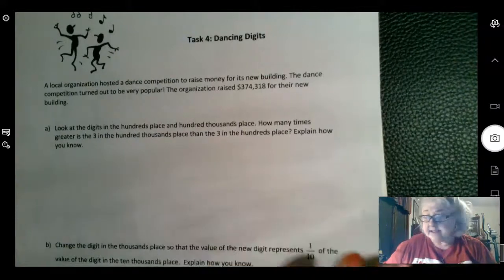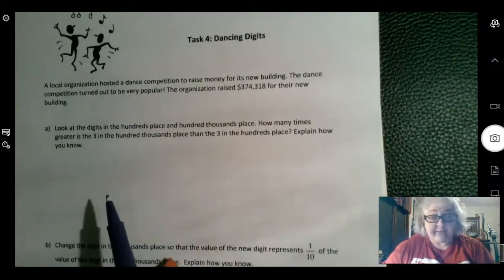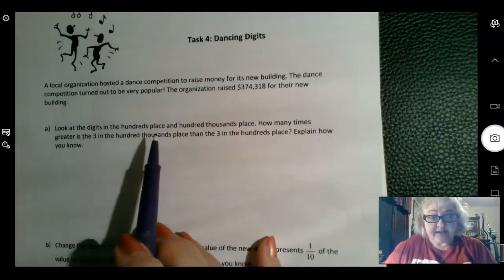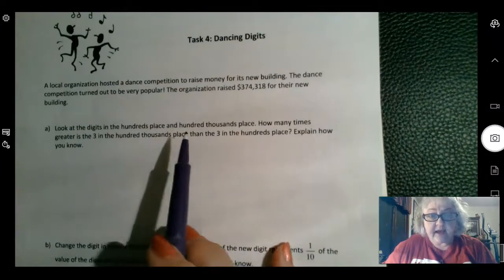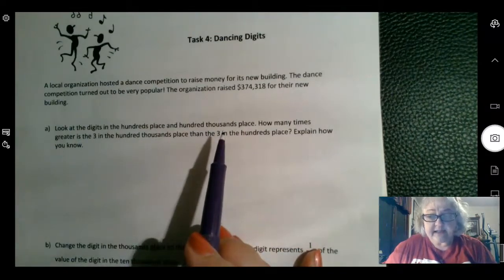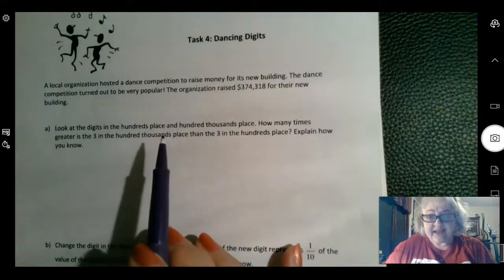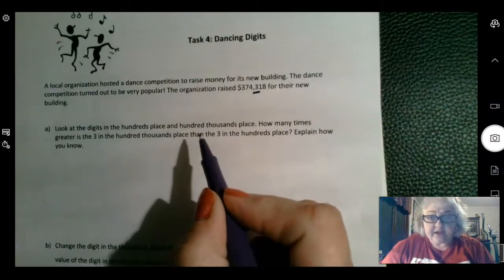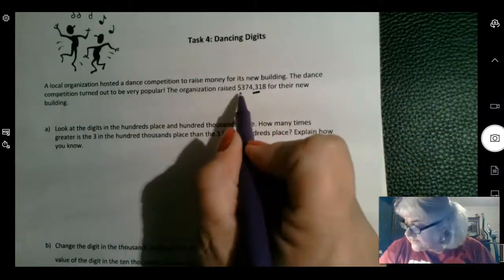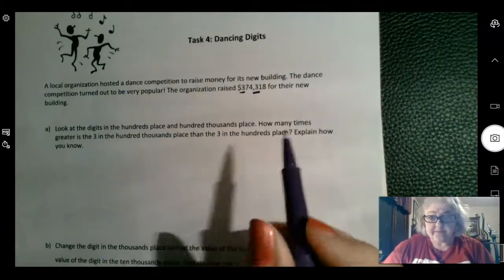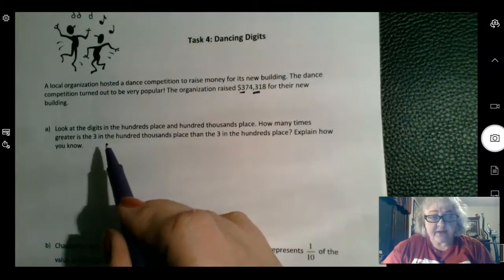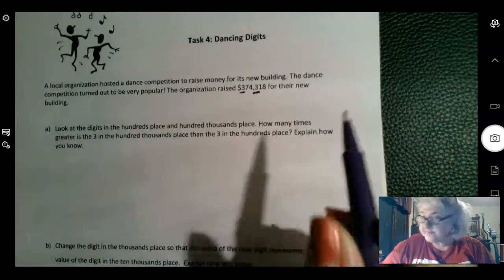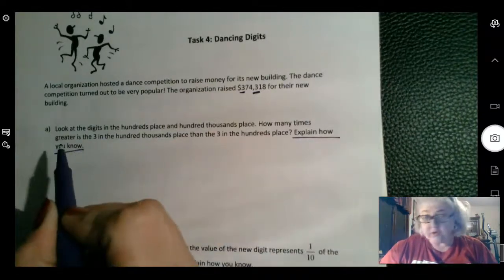Your first task, which you should have completed already and found a solution path for, is A. You were asked to look at the digits in the hundreds place and the hundred thousands place. So let's go ahead and identify those digits. The digit in the hundreds place is the 3. And the digit in the hundred thousands place is also a 3. How many times greater is the 3 in the hundred thousands place than the 3 in the hundreds place? And explain how you know.